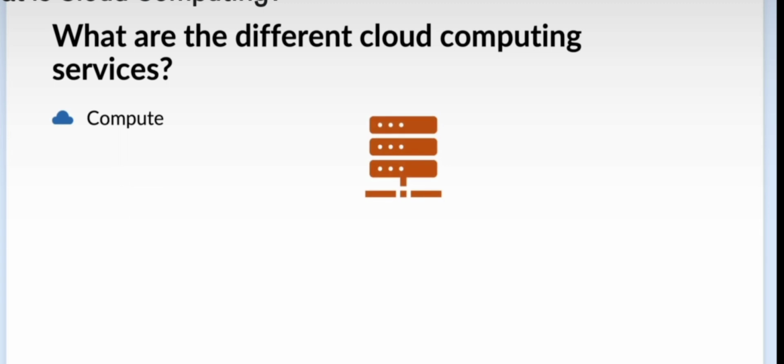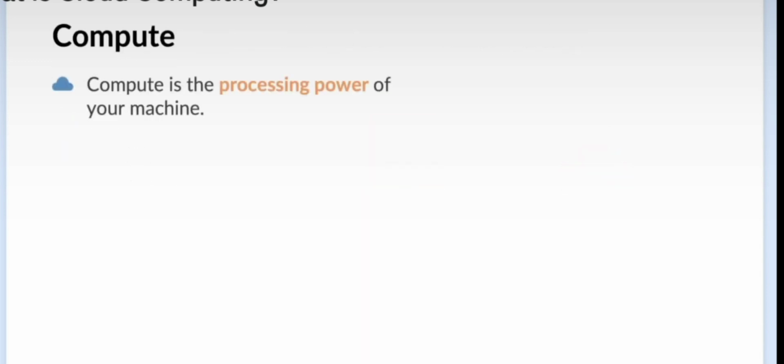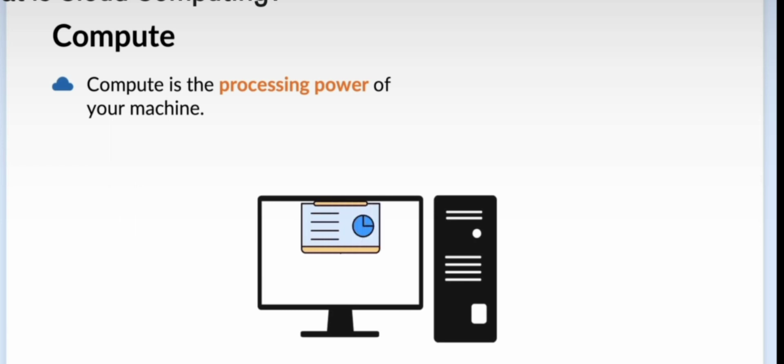There are 4 core cloud computing services which are compute, storage, database and networking. Let's understand them one by one. Compute is the processing power of your machine. Let's understand this with an example.